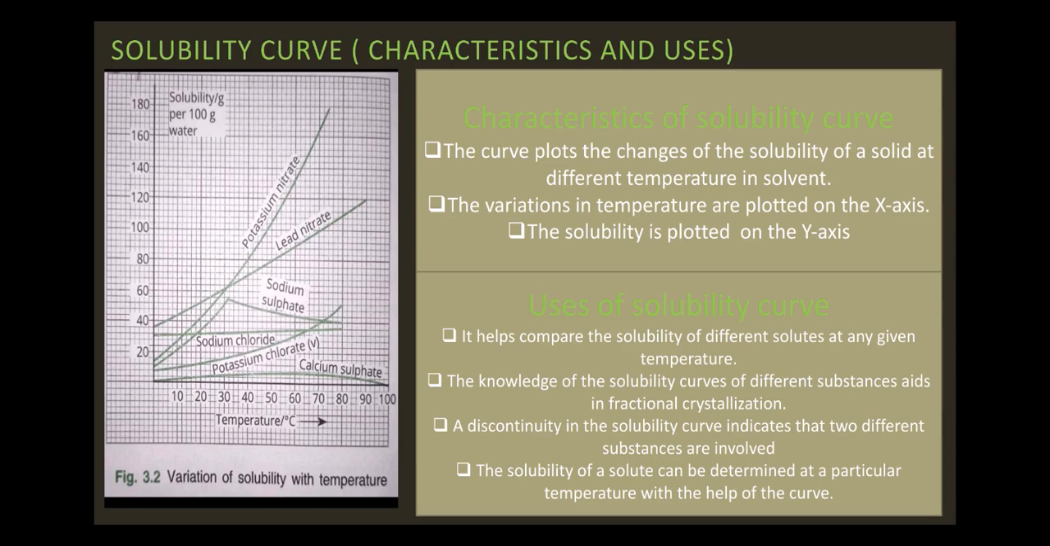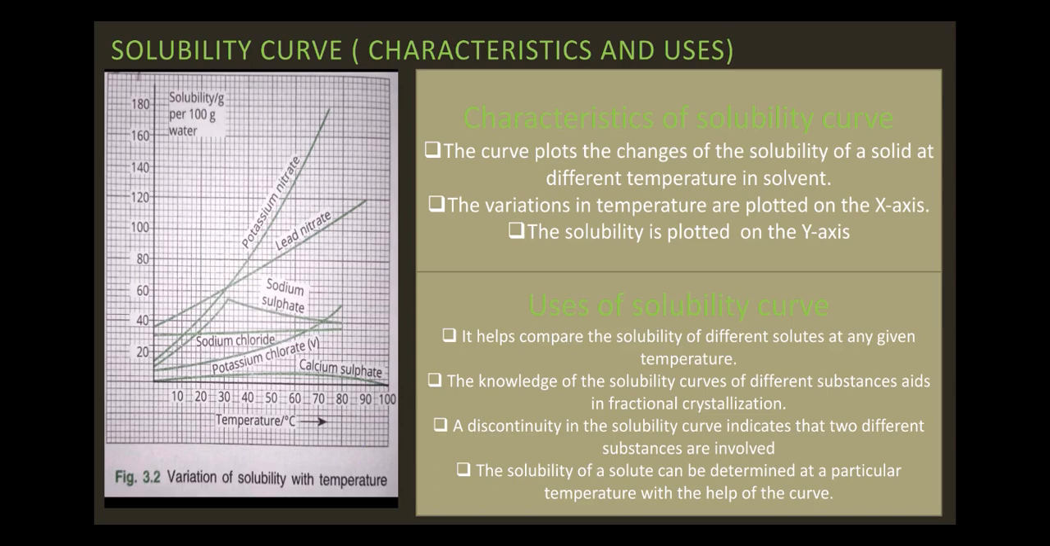Now what are the characteristics of solubility curve? The curve plots the changes of the solubility of the solid at different temperatures in a solvent, as we have already seen in the diagram, that it is showing us how the solubility is increasing with the temperature for the different compounds. Then second, the variation in temperature is plotted on the x-axis as I showed you, and the solubility is plotted on the y-axis.